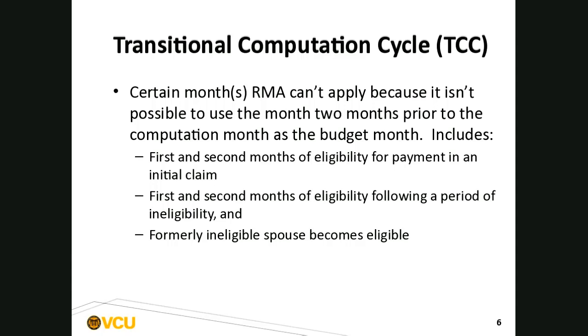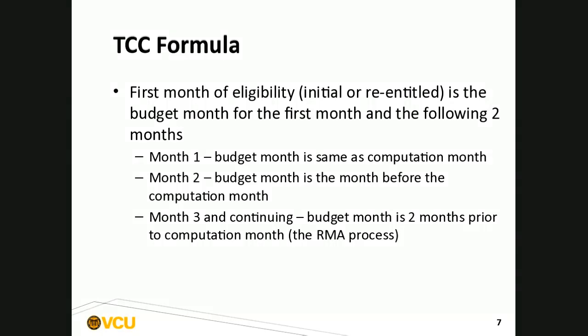If that happens for two or more months, and then a person does become eligible again, they don't use RMA. They use this process called the TCC. And this is important because you may work with people who go into 1619B status. And then after they've been working and they're in 1619B status, their earnings drop, and now they're due a check again. So the question becomes, well, what month is that check based on?